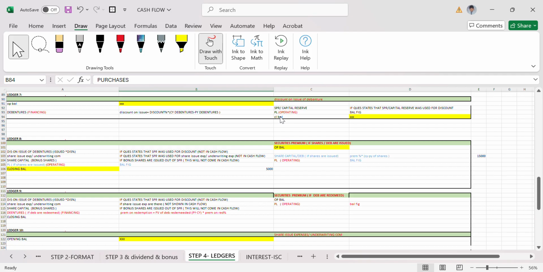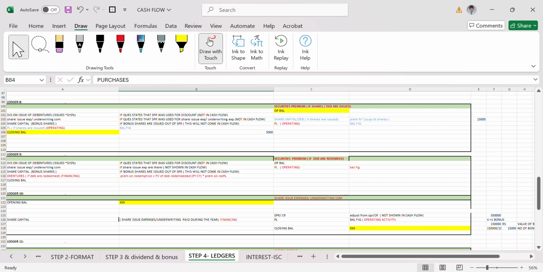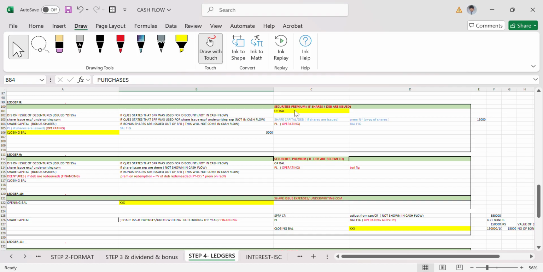After discount on issue of debentures, you check for securities premium account. Securities premium is a liability, so opening is on the credit side, closing is on the debit side. SPR will go up when you are issuing the shares or debentures at a premium. So if in the adjustment the question says debentures were issued at a premium or shares were issued at a premium, if shares are issued at a premium, write share capital. If debentures are issued at a premium, write debentures. You will see the difference between shares or debentures, whichever are issued at premium, and apply the premium percentage.